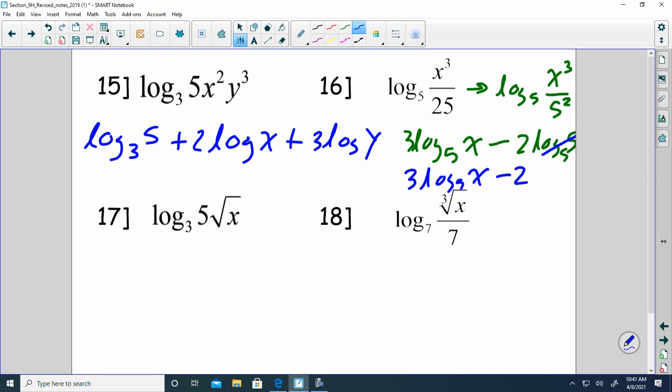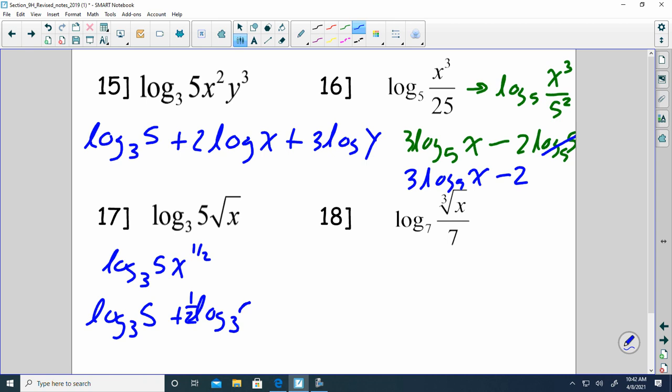Hey, root x is what as an exponent? 1/2. So I'm not going to expand this yet. I'm just going to make us realize that this is the same thing. Exponents can come down front when we expand it. So I'm going to get log base 3 of 5 plus, because I'm multiplying it, right? Plus 1/2 of log base 3 of x. I'm sorry, I was thinking about phone calls. So the 1/2 on the x can come down front. Notice there's not a 1/2 in front of the log base 3 of 5, because that wasn't raised to a power. So log base 3 of 5 plus 1/2 log base 3 of x. Done.